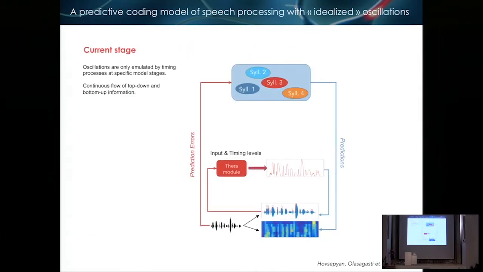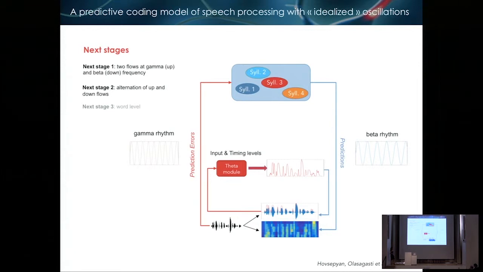Okay, so the next step for this work is actually to implement more oscillations. At the moment, oscillations are only emulated by timing process at specific model stages. There is a continuous flow of top-down and bottom-up information. So the way the model is implemented really is a constant flow, up and down. What we want to do in the next step is to have a flow that has a temporal structure that is itself oscillating, because we want to know whether there is a real function for predictions to be actually sent down on a beta scale. And we're going to play with that to find out what's the optimum.